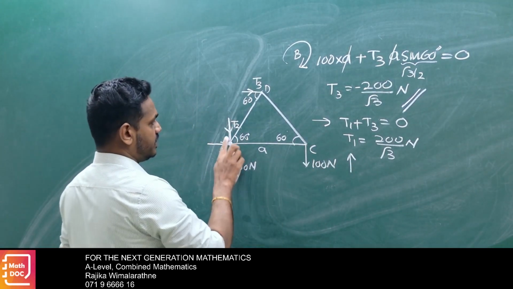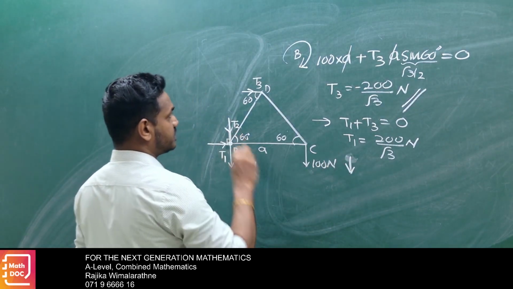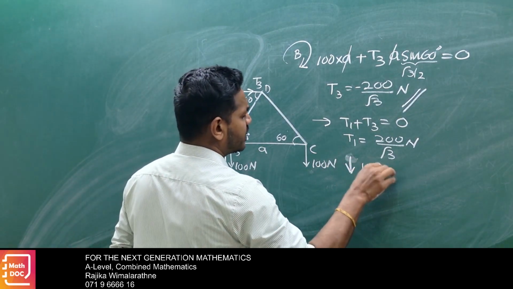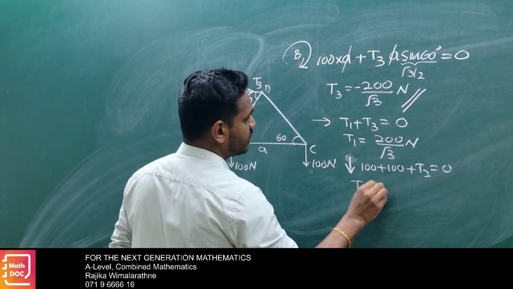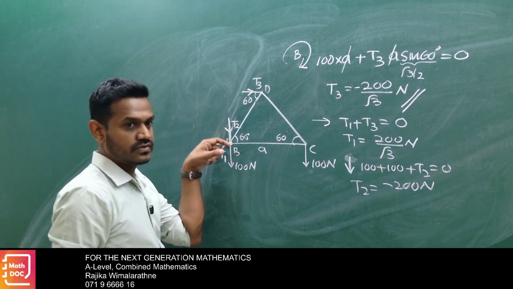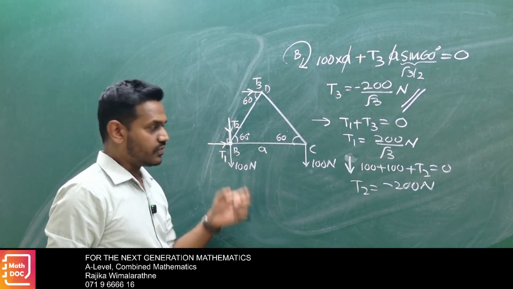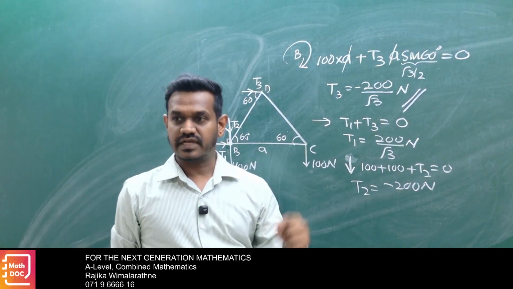Then resolve vertically. 100 plus 100 plus T2, 100 plus T2 equals 0. Then T2 equals minus 200. So I have marked here thrust, now it is tension now. 200 Newton tension. So by this method, we can easily go to the required rod.